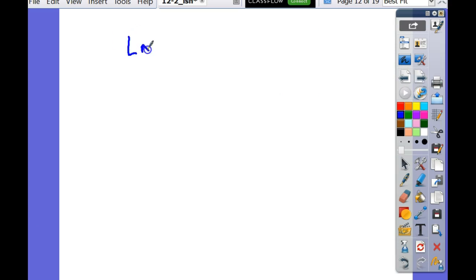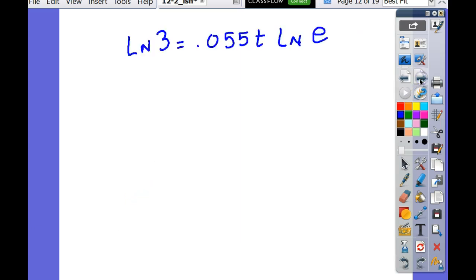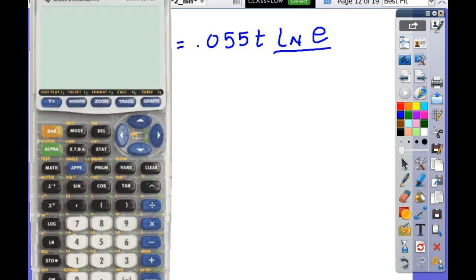So this would become 0.0... Did I write it down correctly? Yes. And so the power rule says that this is going to come out in front of the log, and that's what I wrote here. Now, here's where taking the natural log gets one step easier. Because what is this equal to?